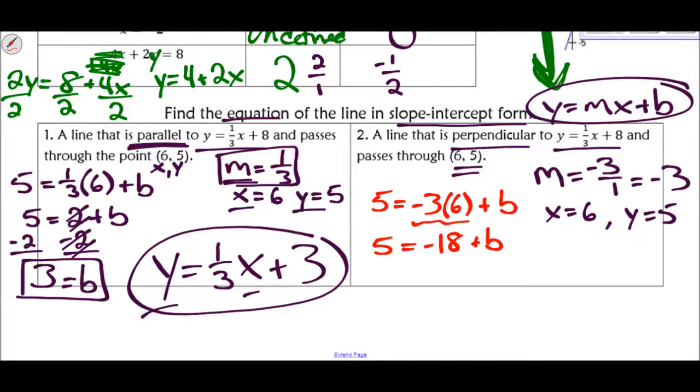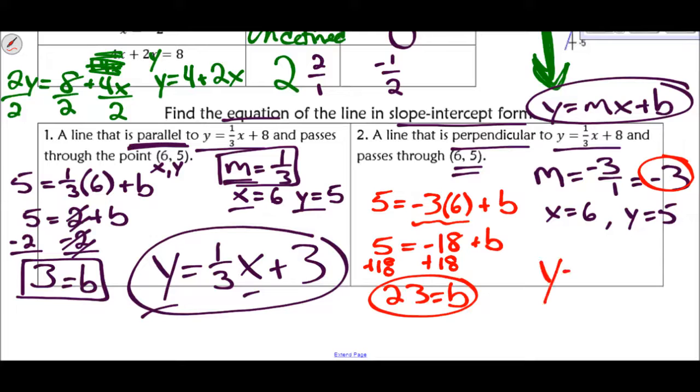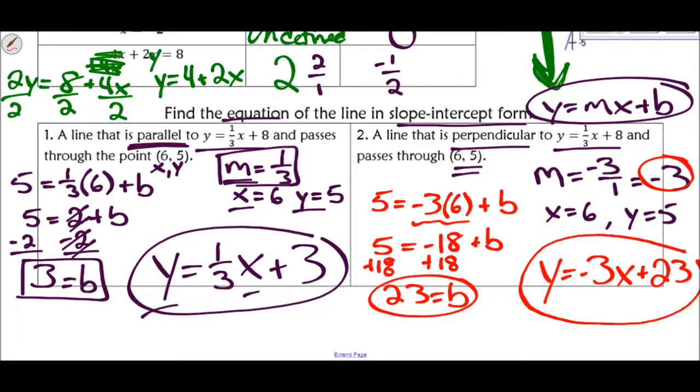And I have to get b completely by itself, so I have to cancel out that negative 18. I'm going to add 18 to both sides. That gives me 23 is b. I have my y-intercept. I have my slope. I'm just going to put those two together into the slope-intercept form of the equation. That's it.